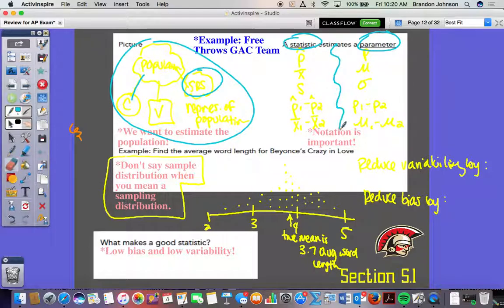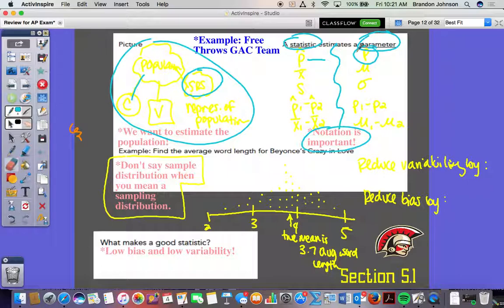Now, the big thing to remember that I'm seeing on these AP rubrics is the notation is very, very important. If you don't write the right notation, they'll count off for that, maybe even not give you credit on that, okay? So if you're talking about proportion, make sure you're talking in terms of a statistic, p hat. If it's a parameter, talk about p, right? And then so on and so forth. I've also noticed that you can either use the notation or you can use the word.